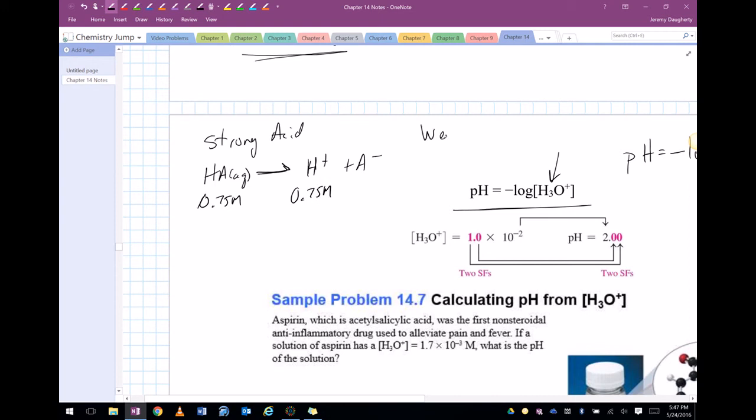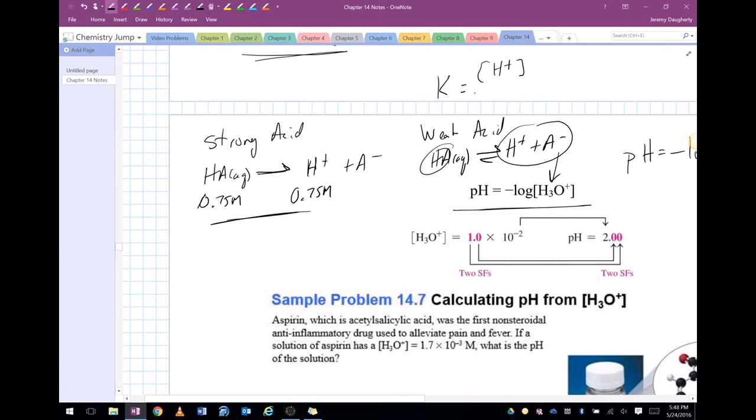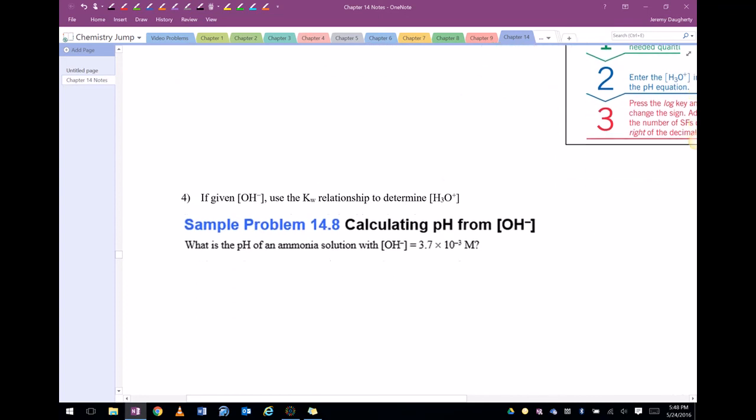Now, for a weak acid, though, we can't do that. So here's a weak acid. We know that it's in equilibrium with H plus and A minus, and we said these two are equal, and this is by itself, but we can't go left to right here. We can't use stoichiometry like what we did with the strong acid. We have to use the equilibrium expression to be able to calculate this now. So this is going to be Ka, and you'll see that when we go through the video problems. So there's how to calculate pH.